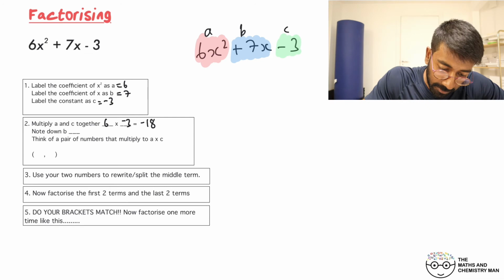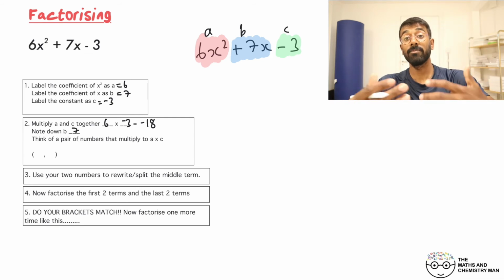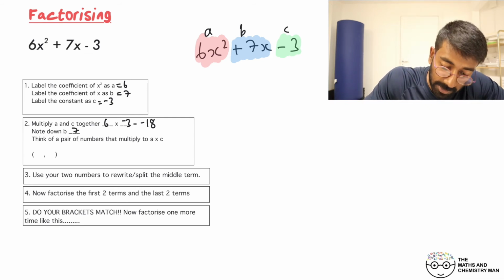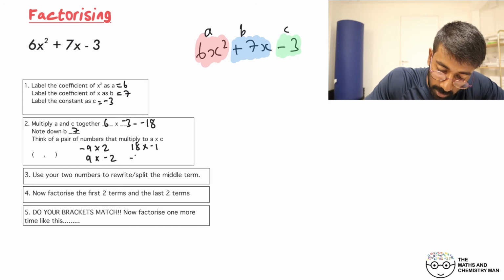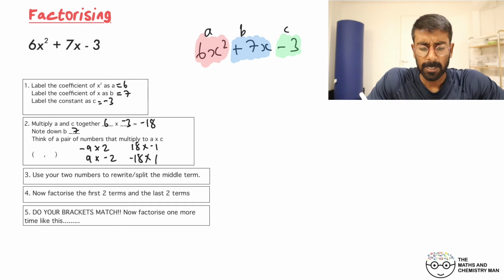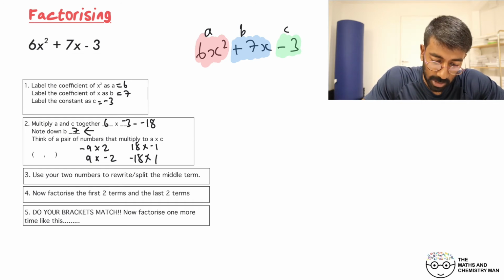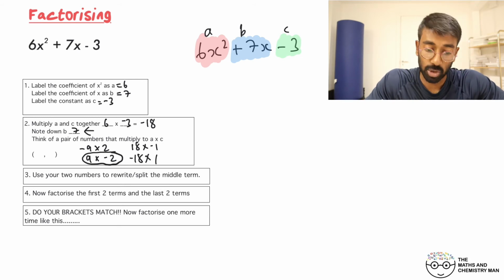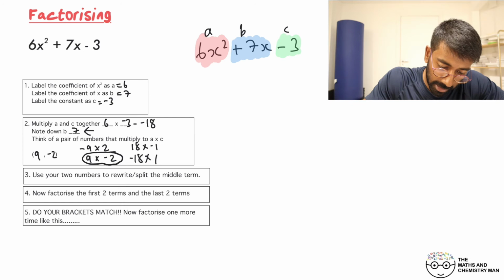b is 7. And then what we've got to do, think of our pairs of numbers. So to make minus 18, what have we got? We've got minus 9 times by 2, or we've got 9 times by minus 2, we've got 18 times by minus 1, or minus 18 times by 1. I think we've got the answer there, haven't we? Because we need the pair that adds to 7, and that there is going to be 9 and minus 2. So 9 and minus 2.